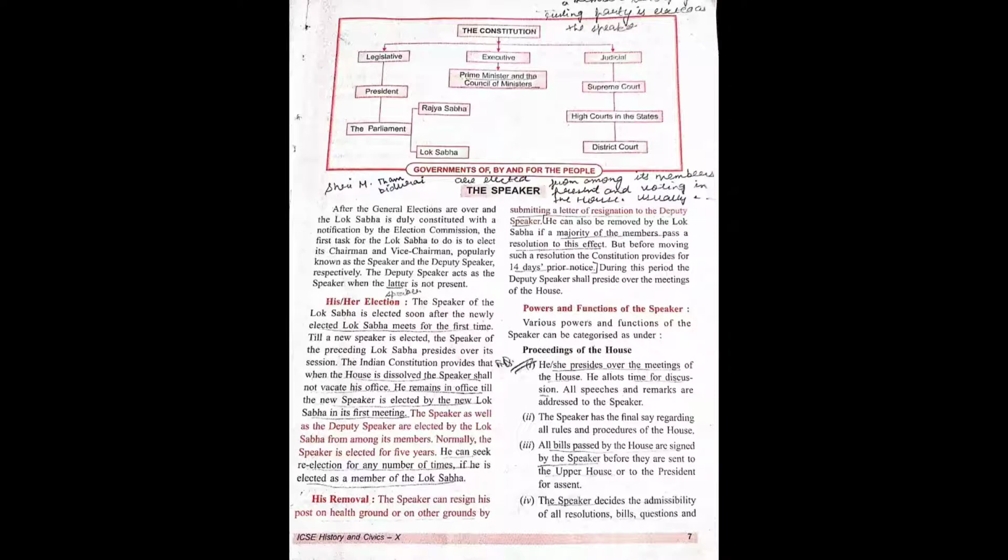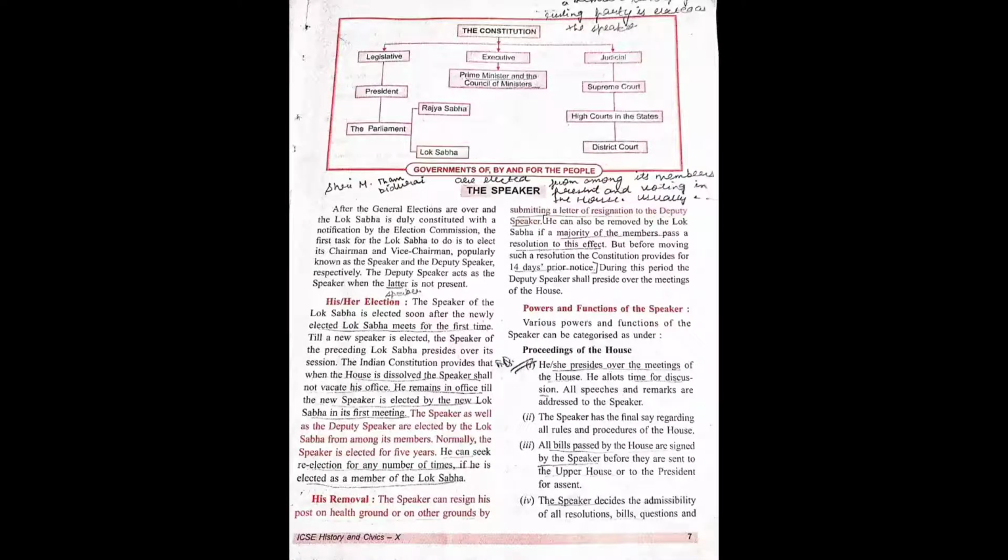So the Speaker is the one who presides over the meeting of the House. He allots time for discussion. It means that he gives a particular time to a particular member to speak. All speeches, remarks and suggestions are addressed to the Speaker. The Speaker has the final say regarding all the rules and procedure of the House. It means that if a member of the House commits a breach of contempt or does not behave properly, the Speaker has the final say whether he will stay in the House for the further meeting or not.